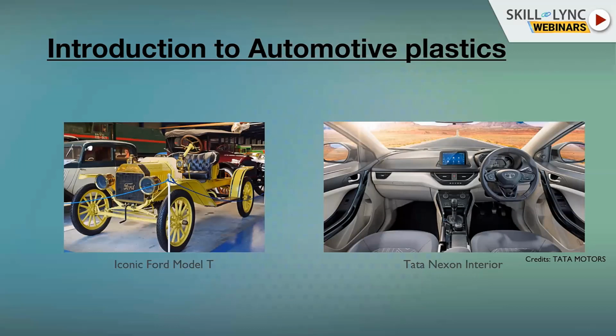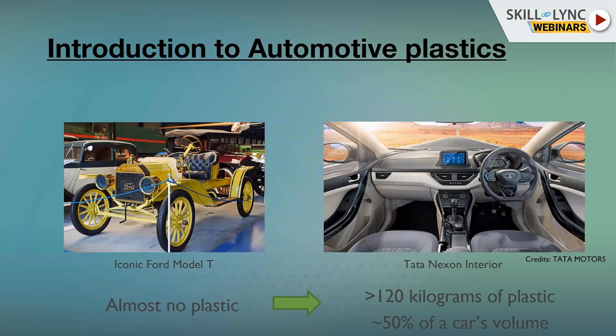If you observe clearly, you can see that the left one, which is Model T, has almost no plastic, whereas the right one, which is the interior of Tata Nexon, has a lot of plastics all around. So the dashboard, the sides, and everything is filled with plastic. While a car from the 1950s had almost no plastic, in today's date a typical automobile has more than 120 kgs of plastic, which is around 10% of the car's weight and 50% of the car's volume.